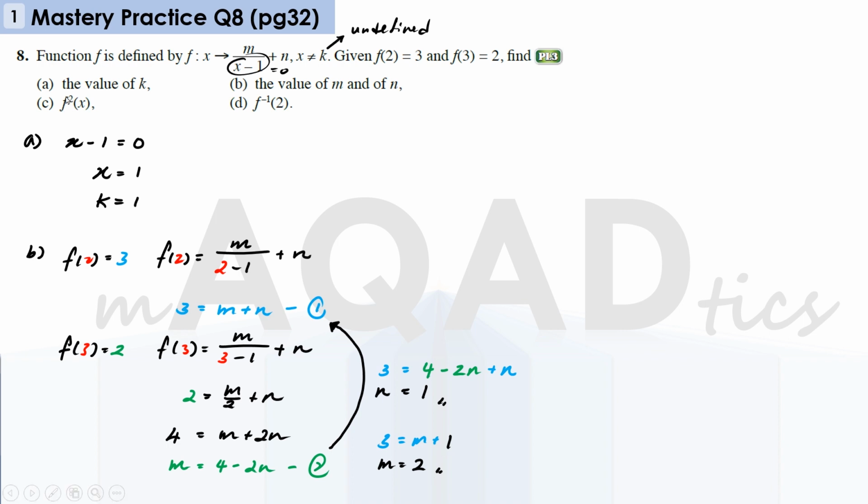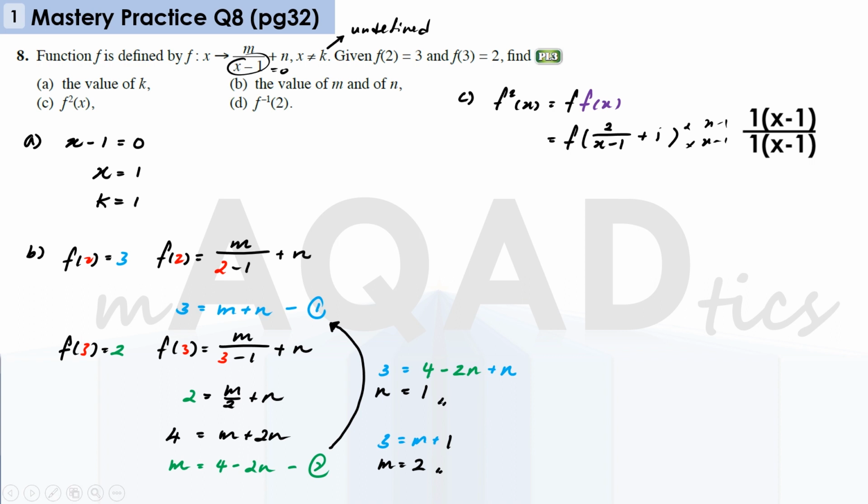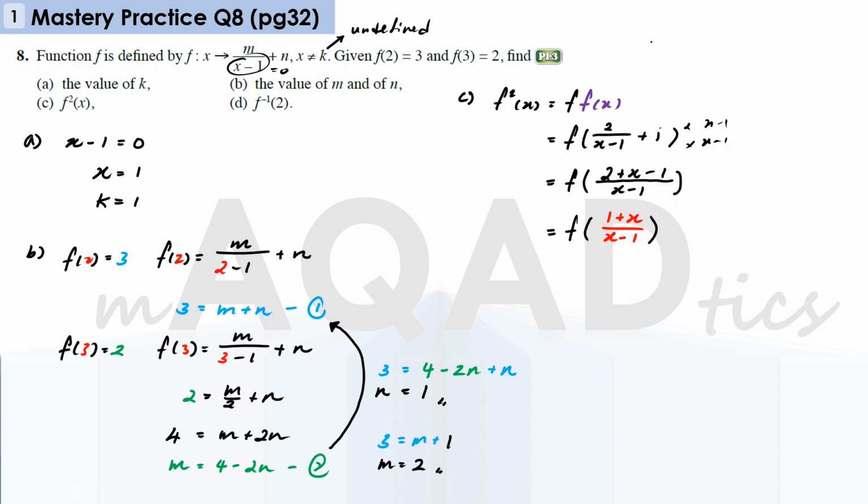Third question, f double x, or f of f of x. Okay, so let's begin with f of x first. Okay, so this one I just substitute the value of m with 2, n with 1, and then I try to simplify a bit, make it to the same denominator. So this one, right, I multiply x minus 1 over x minus 1, numerator and denominator. Okay, it will become something like this, and I simplify, it will give me 1 plus x over x minus 1. So this means f of x is 1 plus x over x minus 1.